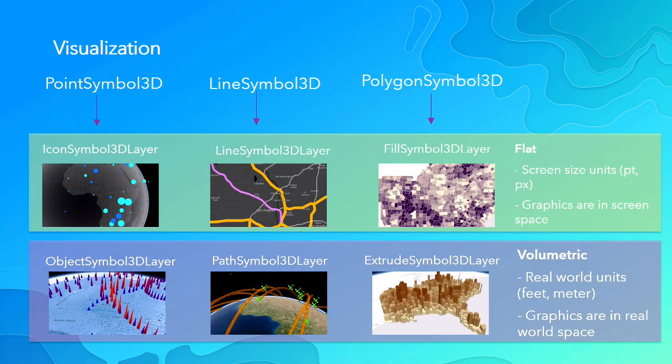The same goes for lines. You can have these kind of 2D lines, or you could have the kind of tubes in the image below for the path symbol 3D layer. And for polygons, there's the fill symbol 3D layer for a flat polygon, or you could extrude your polygons based on some attribute or with a constant size, and then you would use this extrude symbol 3D layer.